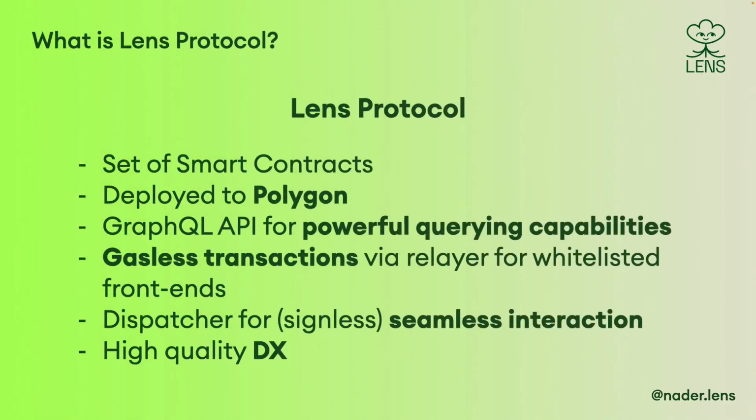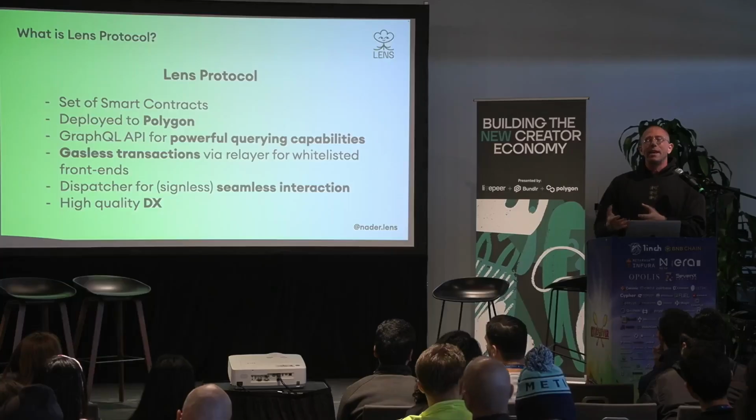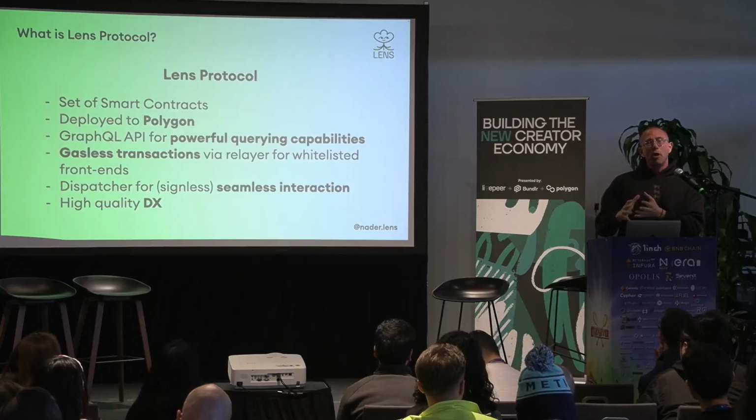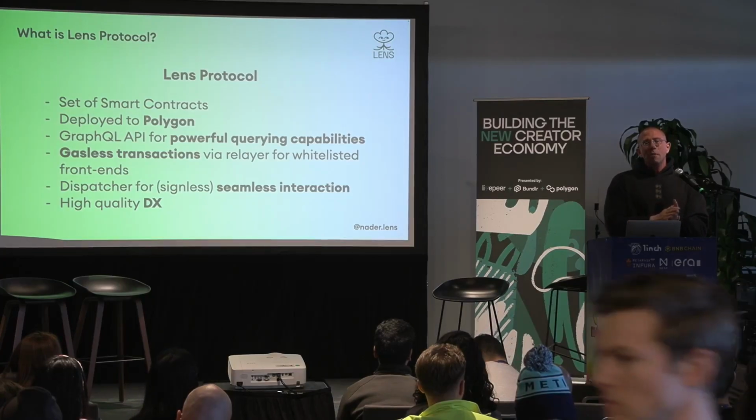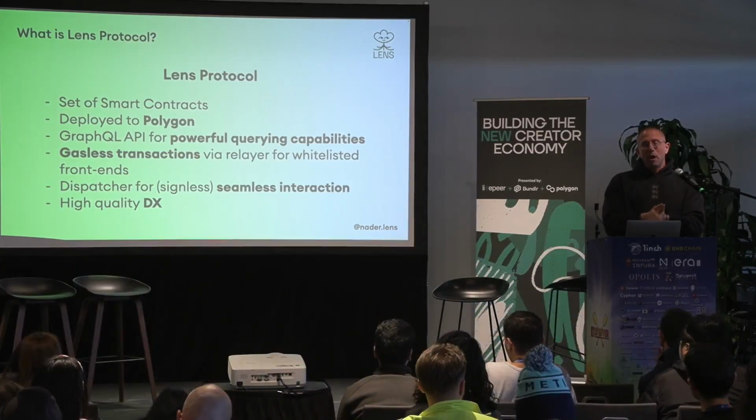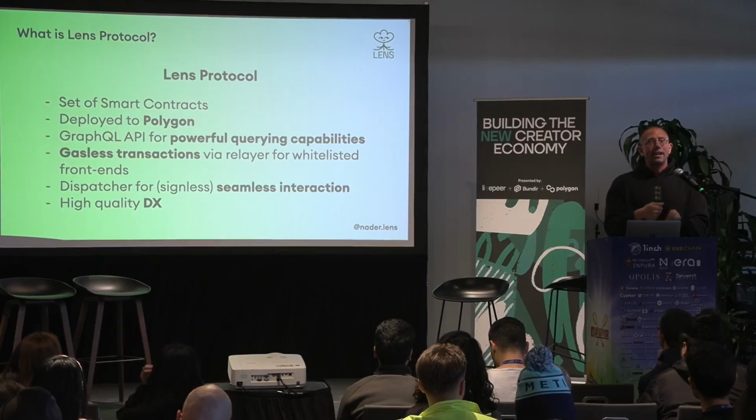Lens at the core is a set of smart contracts, but what makes Lens what it is and why people are using it is actually the APIs that we've built on top of these smart contracts. We've built a really high quality GraphQL API that allows for easy querying capabilities. When you think of smart contracts, you're very limited in what you can do as far as reading that data. You have functions that are programmed into your smart contracts, but you can't hit a smart contract with the same queries that you can a database.